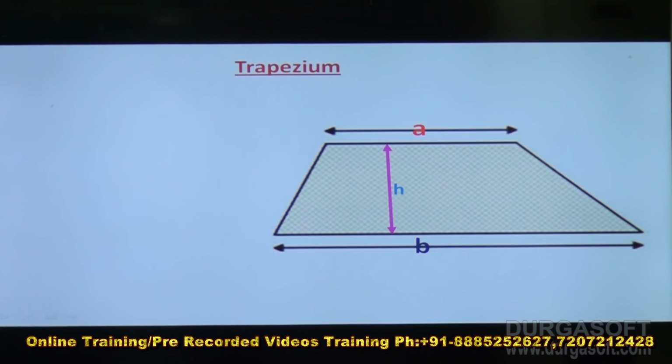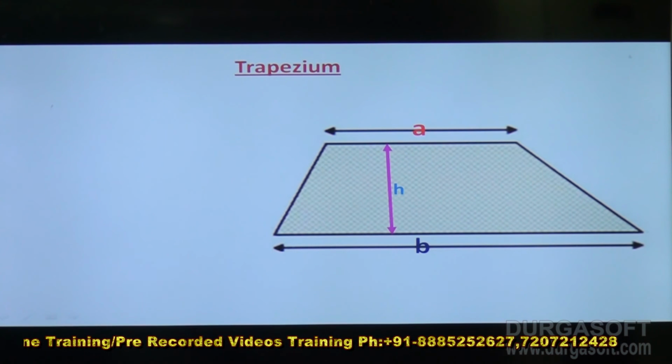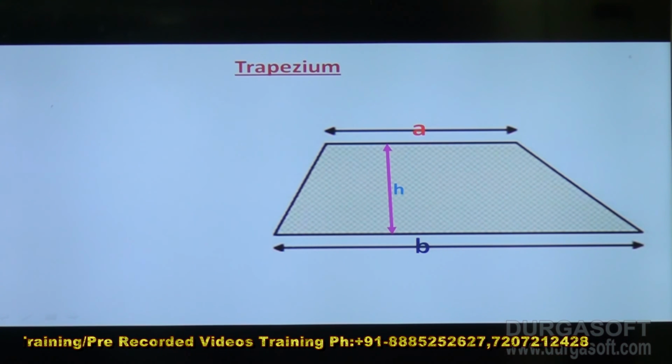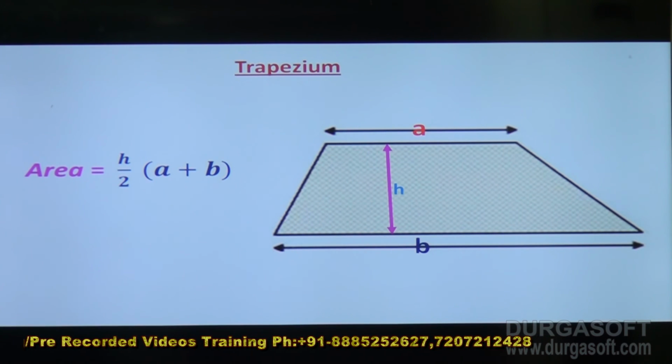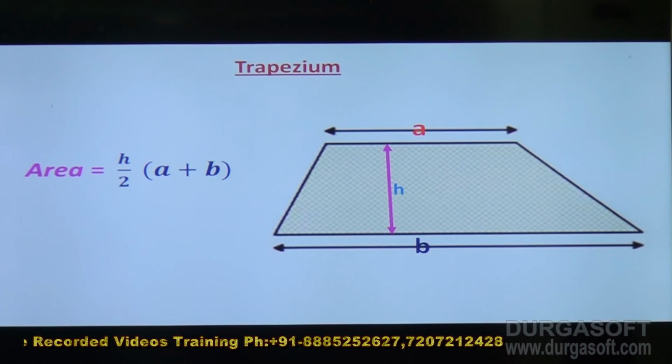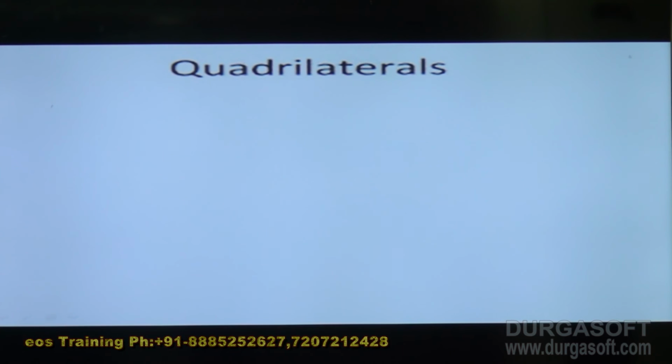And if we talk about the trapezium, you can see the figure here. In a trapezium, if we consider the lower side as B and the upper side as A, and this will be the height, right? So for the trapezium, we have area as h by 2 into a plus b.